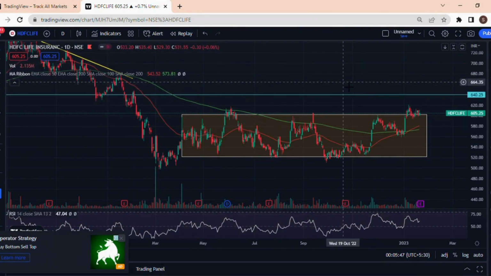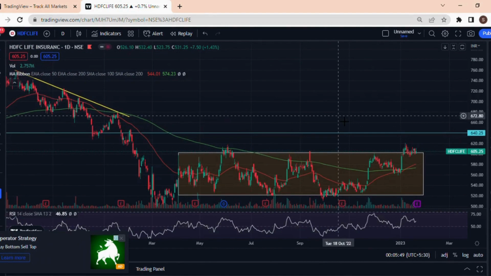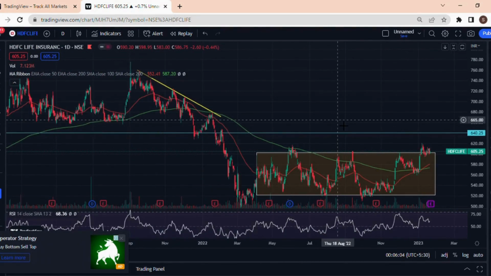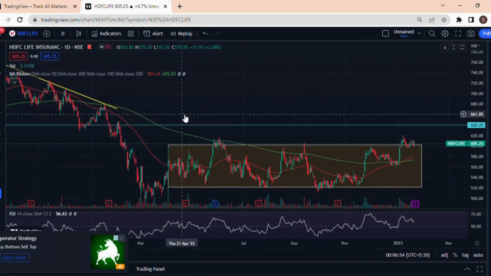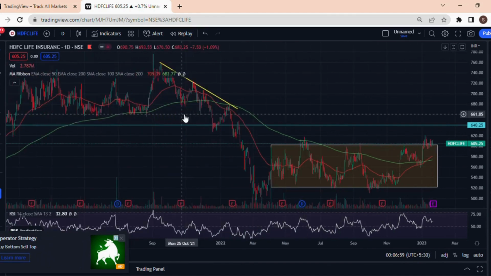Now once it passes this level, the next very good level could be the 660 level. The 660 level has been a very good support resistance zone for this stock. Once this 640 level is broken, we can expect a move up till 660. So once we cross the 640 level, the next target could be somewhere around 660.